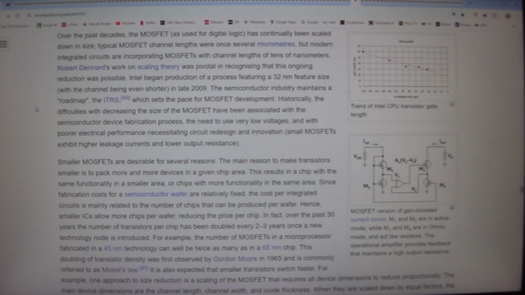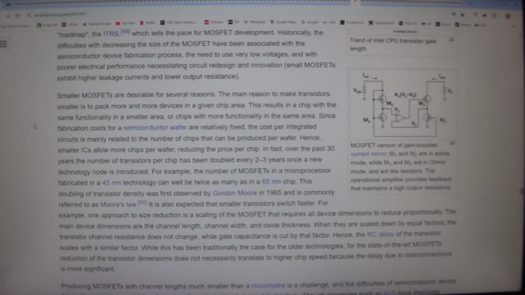Historically, the difficulties with decreasing the size of the MOSFET have been associated with the semiconductor device fabrication process, the need to use very low voltages, and with poorer electrical performance necessitating circuit redesign and innovation. Small MOSFETs exhibit higher leakage currents and lower output resistance. Smaller MOSFETs are desirable for several reasons.